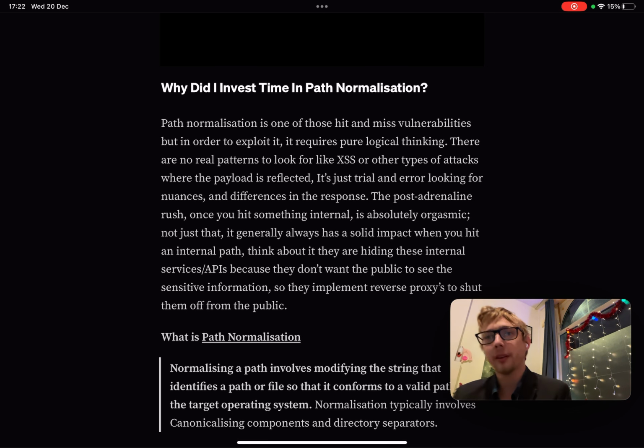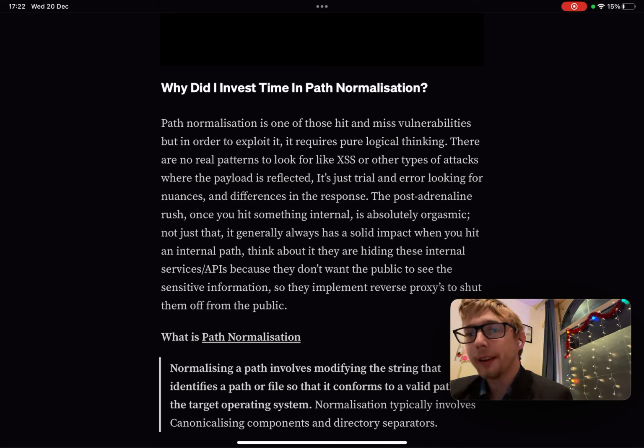Why did I invest time in path normalization? Path normalization is one of those hit and miss vulnerabilities, but in order to exploit it, it requires pure logical thinking. There are no real patterns to look for, like XSS, or types of attacks where the payload is reflected. It's just trial and error looking for nuances and differences in the response. The post adrenaline rush once you hit something internal is just absolutely orgasmic. Not just that, it generally always has a solid impact when you hit an internal path.